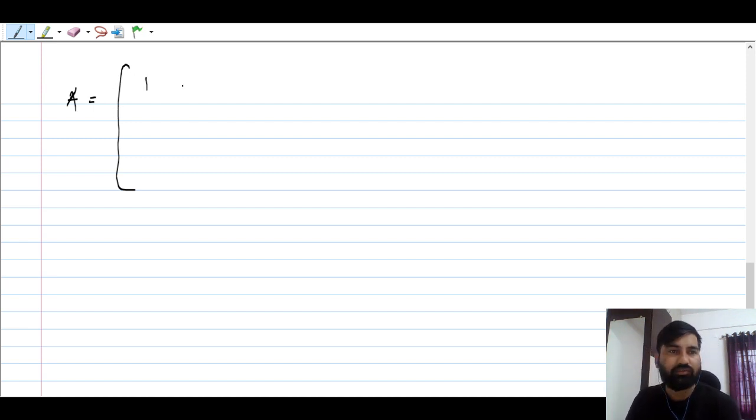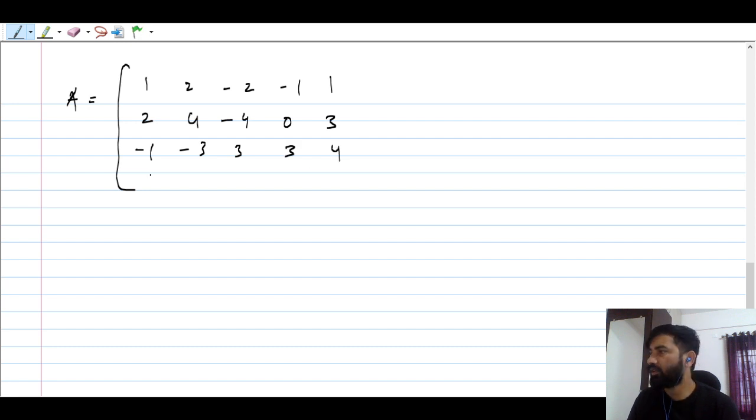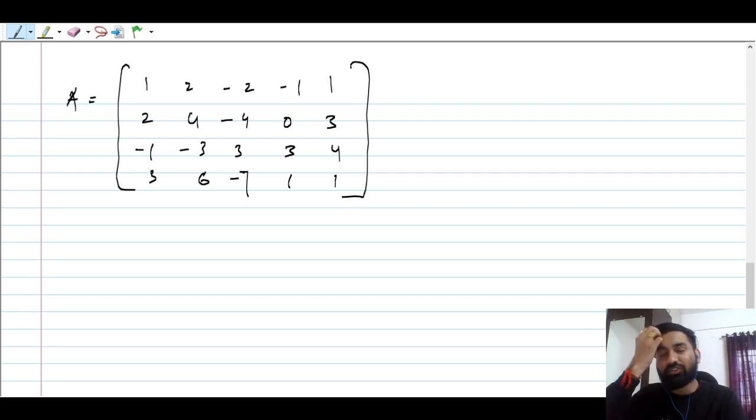So 1, 2, minus 2, minus 1, 1, right? These are the elements: 2, 4, minus 4, 0, 3, minus 1, minus 3, right? 3, 3, 4, you know, 3, 6, minus 7, 1, 1. So guys, by looking at this matrix, can you talk about what kind of solution you're going to obtain? Whether it will be a unique solution, no solution, or infinitely many solutions?